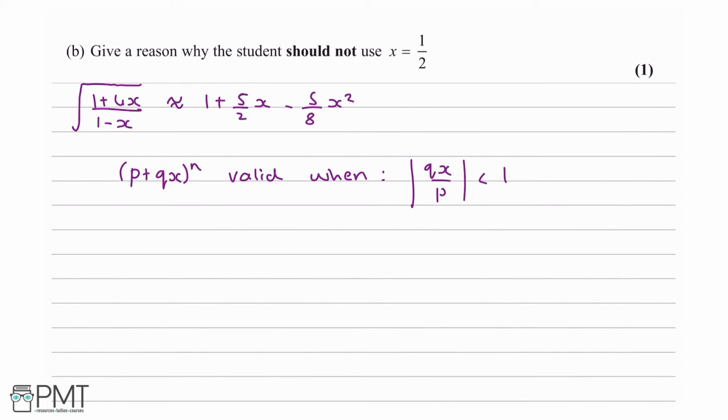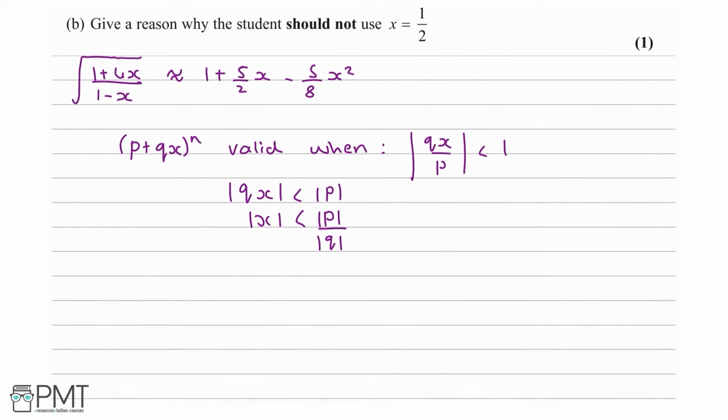Rearranging this, we get the modulus of qx is less than the modulus of p, and therefore the modulus of x is less than the modulus of p over the modulus of q. So what we're going to do is find the validity for both 1 plus 4x and 1 minus x, and whichever one is smaller, that's the one we're going to use. So let's take a look.